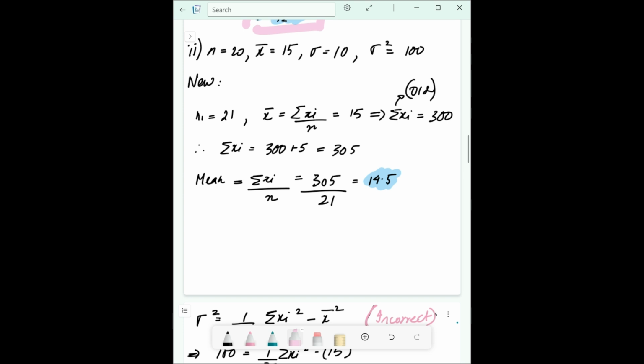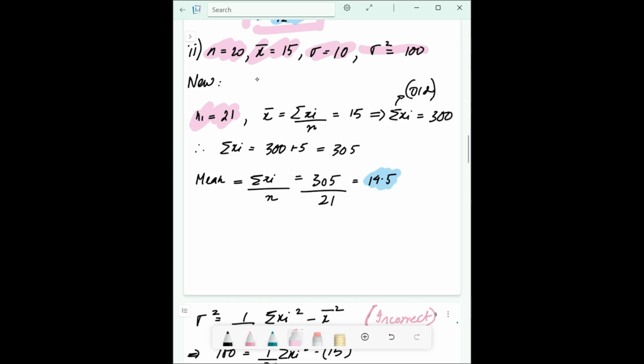Now see, you first write the findings. n is 20, x bar is 15, sigma is 10. Therefore, sigma square will be 100. The new n will be 21 because the number 5 was additionally added, which was already left out, right? So now the data point will be 21.